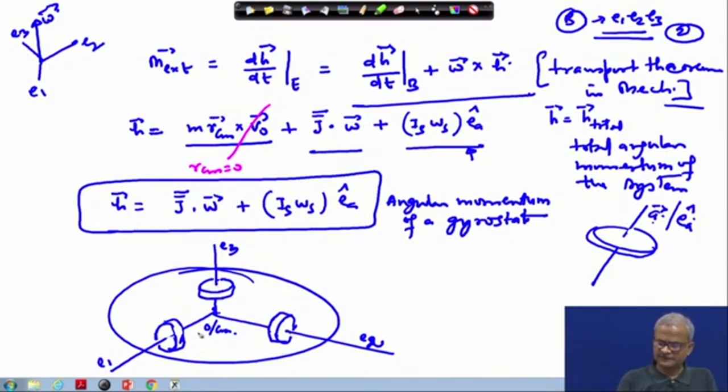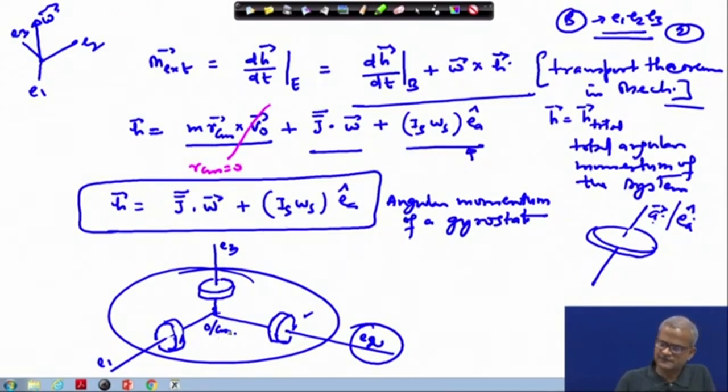You have these three wheels, and we will assume that this wheel is rotating right from the beginning, one of the wheels. So, we will assume that the wheel along this is rotating, and we will give a bias momentum to this rotation. We call this the bias momentum. I will come to that later on. Let us look into this equation first.